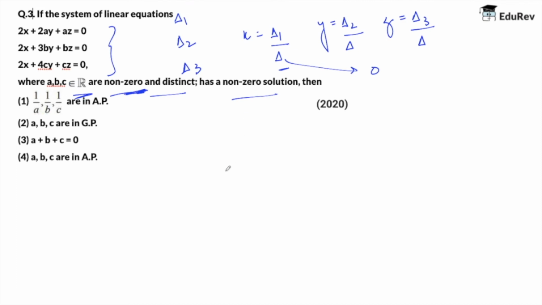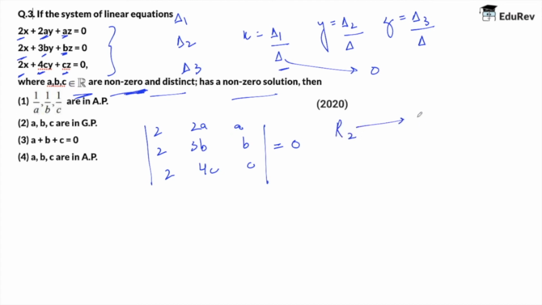So if I create a determinant, it will be simply 2, 2A and A, 2, 3B and B, 2, 4C and C. And this is the determinant of the equations that are provided, as I'm underlining, you can see. Now, to convert it into 0, can I apply R2 as R2 minus R1, similarly R3 as R3 minus R1, correct?